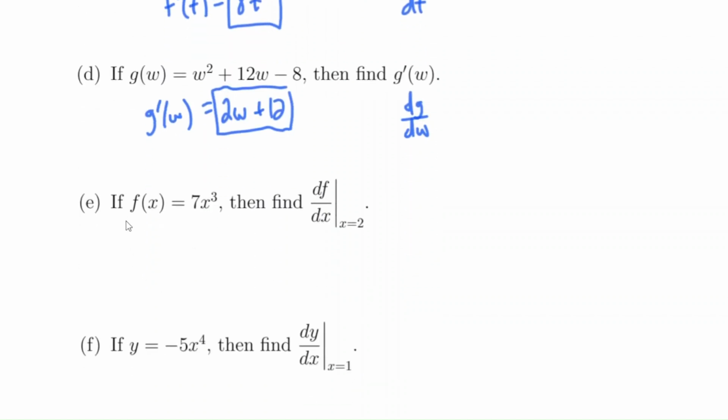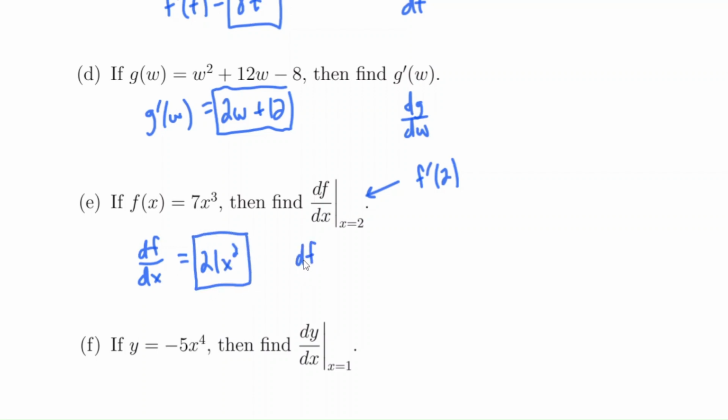Okay, what about this? If f of x is 7x cubed, what is df dx at x equals 2? Now, again, this is just another way of writing what is f prime of 2. This notation here just means f prime of 2. So how do we find df dx at x equals 2? Well, first of all, what's df dx? That would be 21x squared.